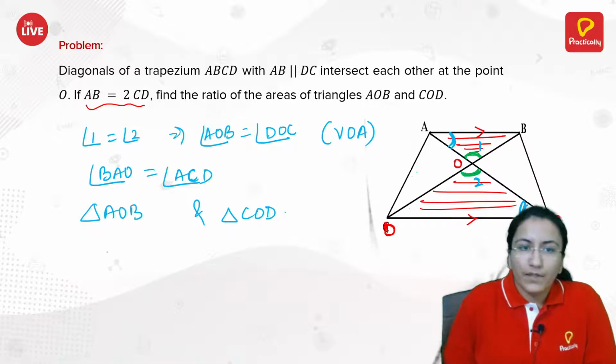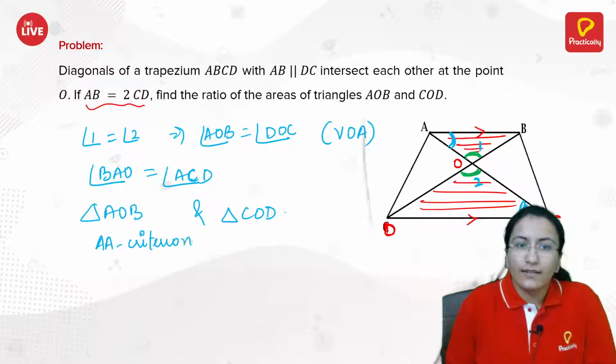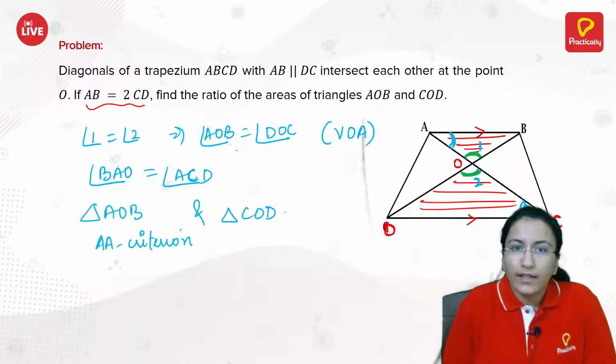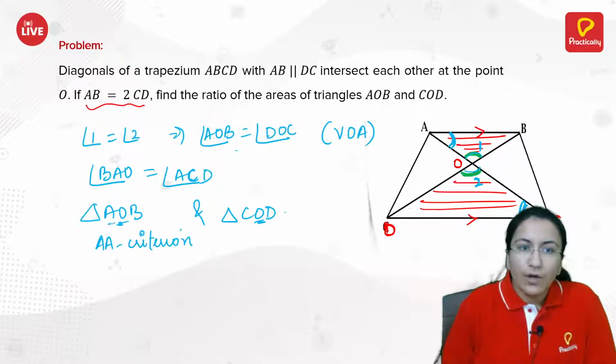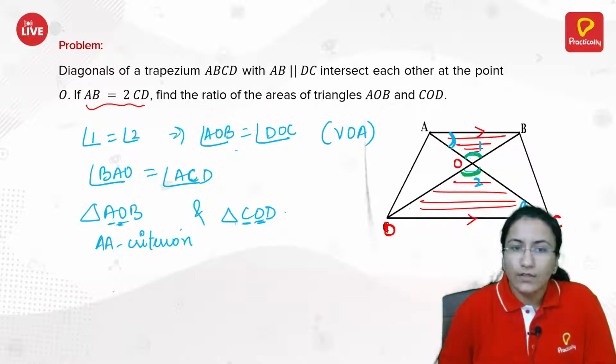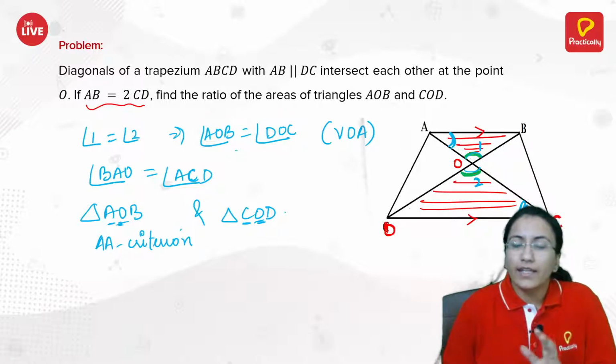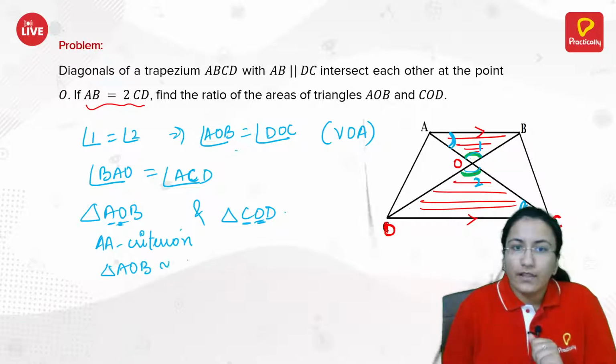Yes, they are similar, because by the AA criterion you can say that these are similar. Here angle AOB is equal to angle DOC, so the angle forming at O is equal. Even the angles formed at A and C are also equal. So by the AA criterion, triangle AOB is similar to triangle COD, right? So these two are similar.